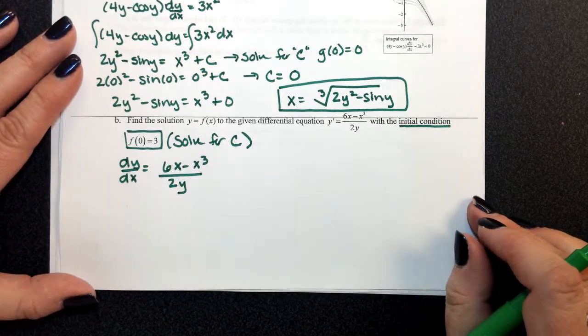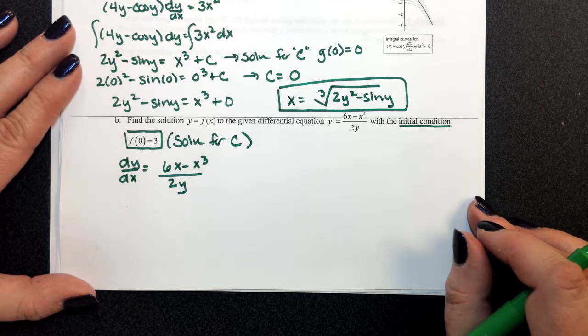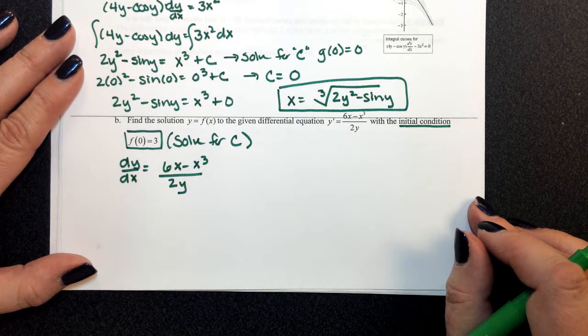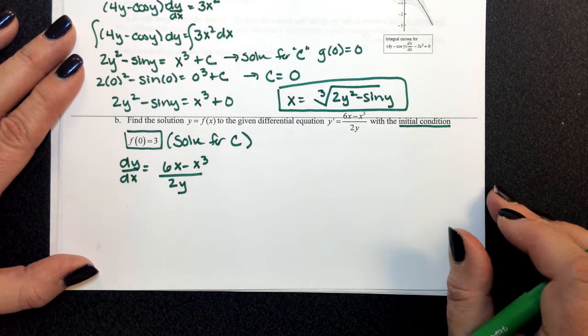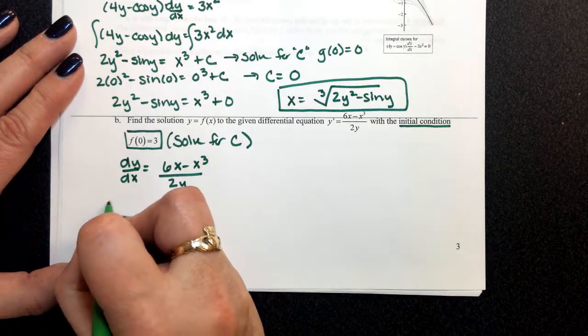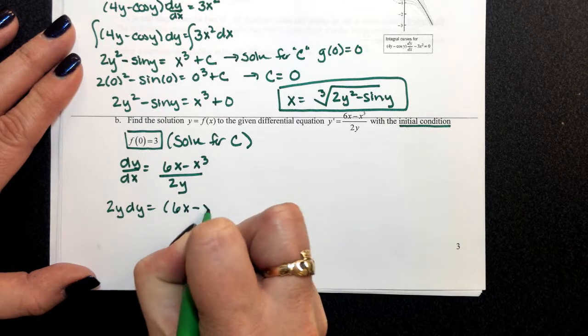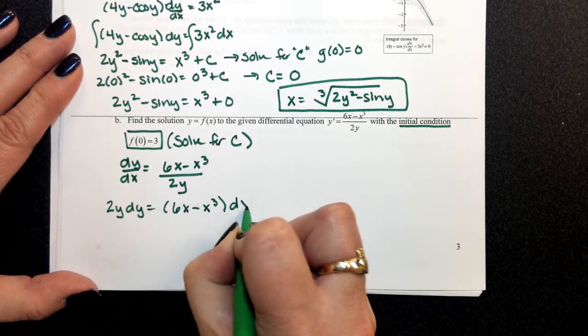What do you think your first step is going to be in this one to start separating the y's and the x's from one another? What do you think you're going to do first? Multiply by 2y, and then you're going to multiply by what? Dx, exactly. So 2y dy is equal to, make sure you have parentheses around that, 6x minus x to the third dx.